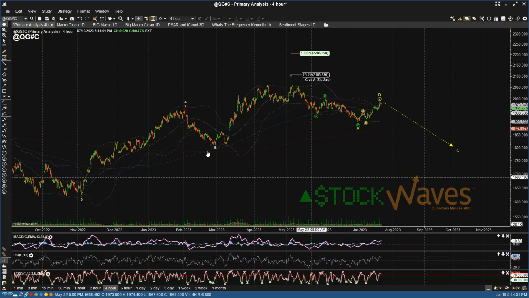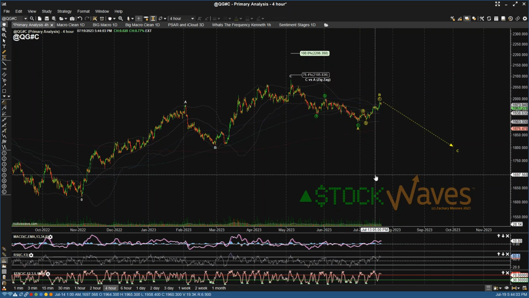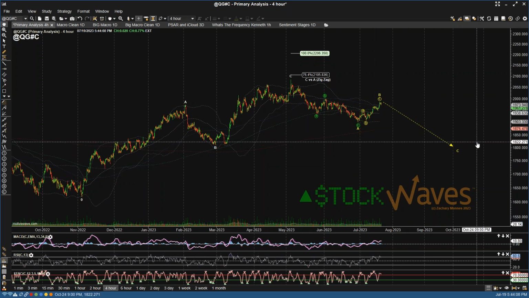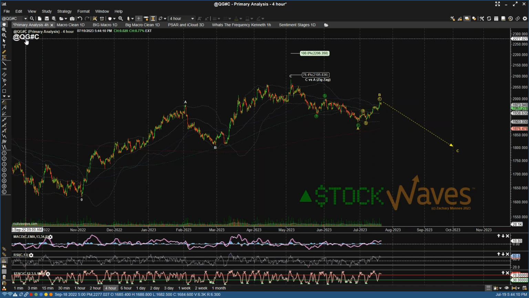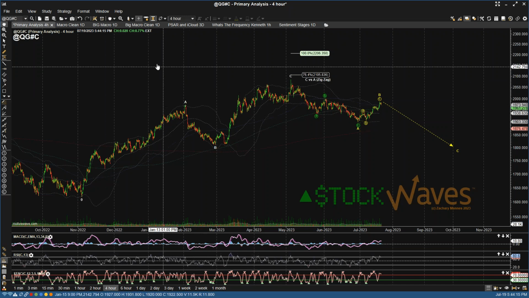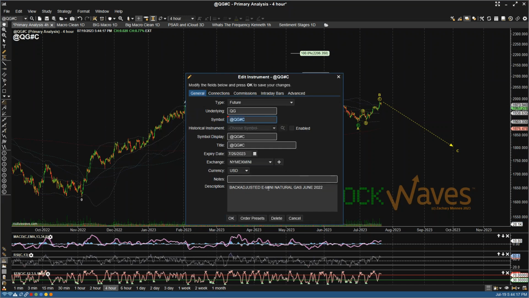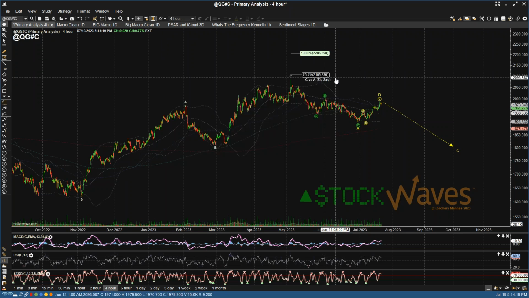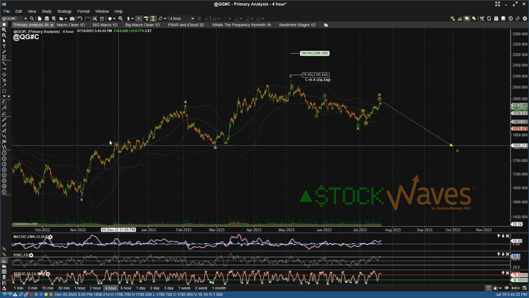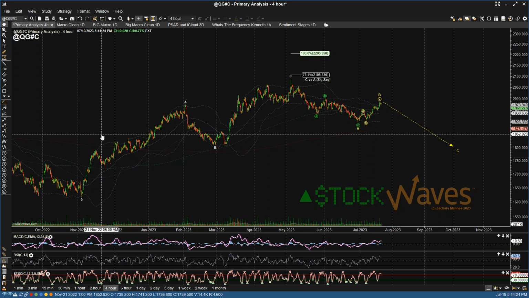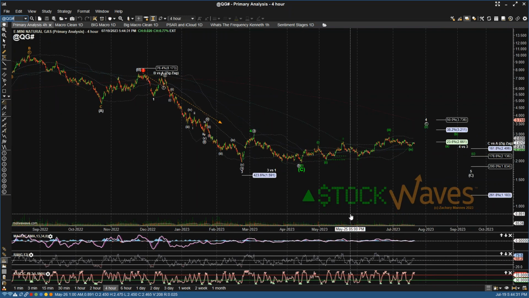So that would be my immediate concern on this back adjusted chart, which does, as we said, look very, very different. No, this is QG with a C at the end is the natural gas back adjusted. But it does look very, very different from this natural gas chart that is not back adjusted. Very, very different.